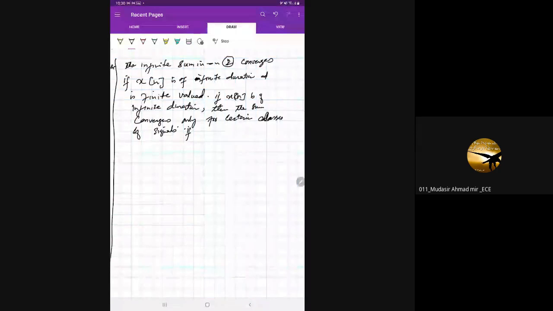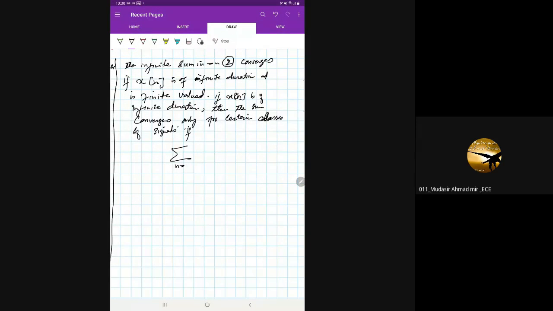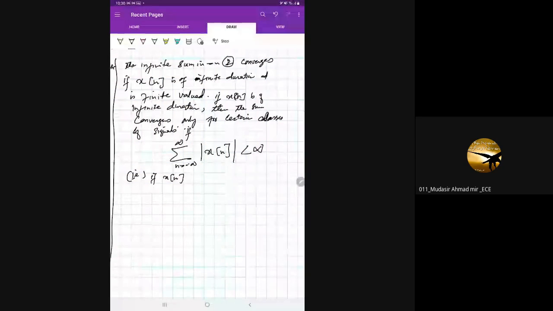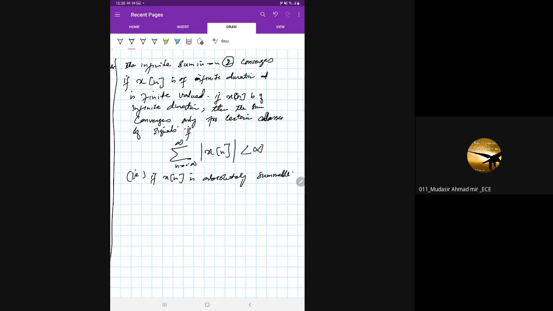And that too, this is a condition for this, if the summation of x of n is less than infinity. जो x of n है, if you sum it from n equal to minus infinity to plus infinity, it is less than infinity. What does that mean? That is, if x of n is absolutely summable, then equation 2 will converge uniformly to a function of omega.